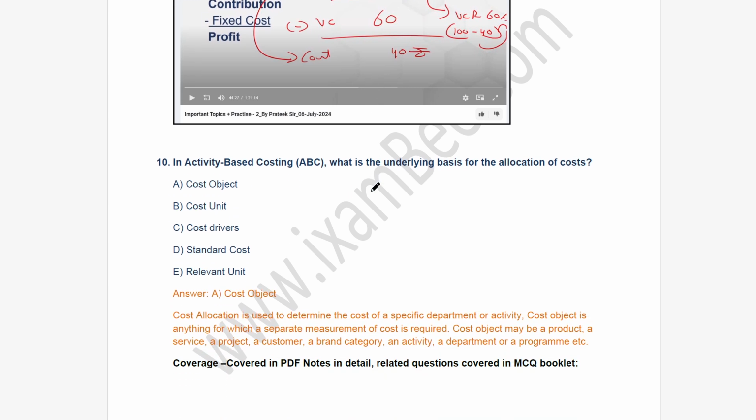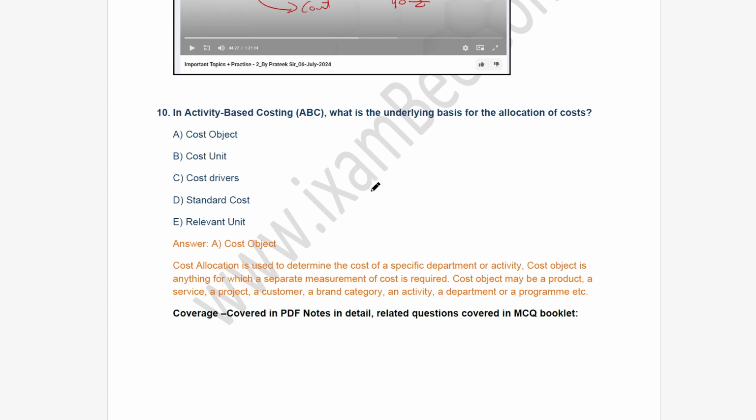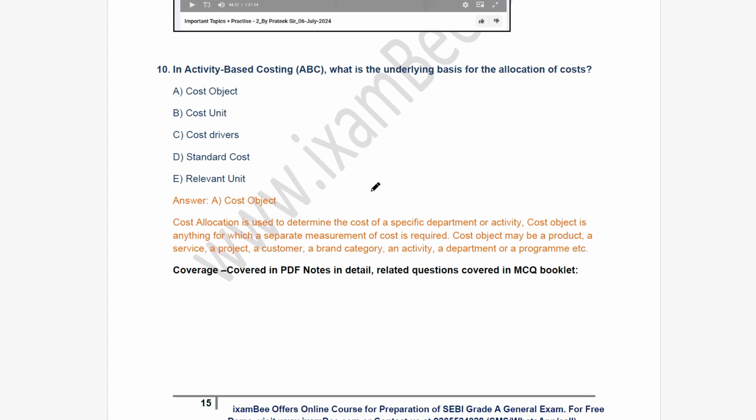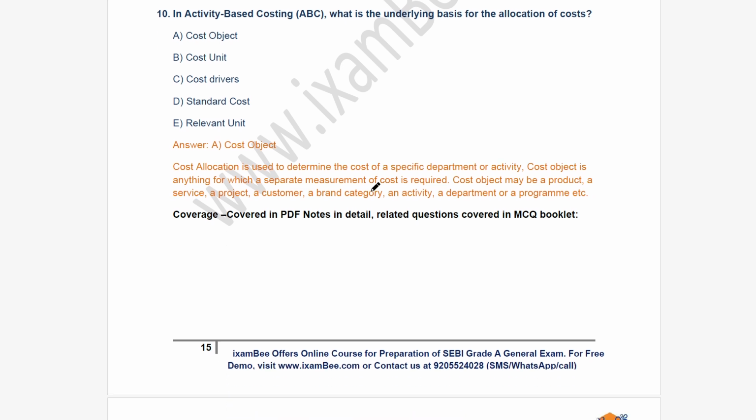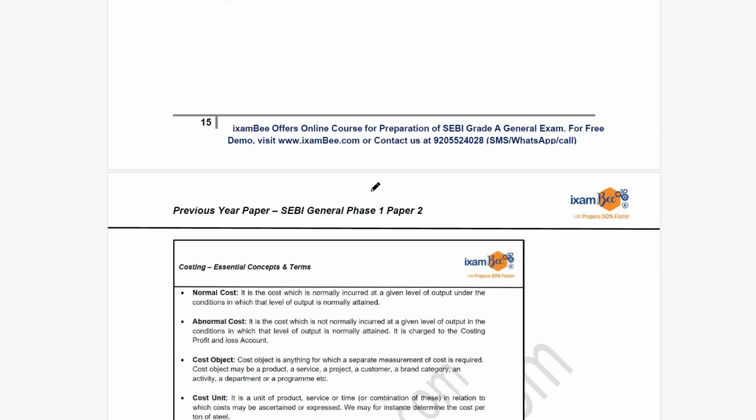Next question related to ABC costing. ABC costing, what is the underlying basis for allocation of cost? The correct answer here is the cost object. Okay, the cost object, which is a separate measurement of cost, is required, and that is considered in case of the ABC, which is activity based costing.